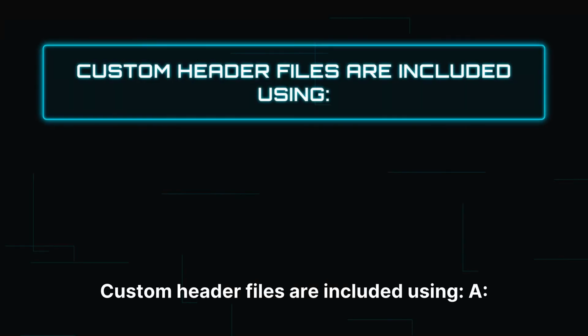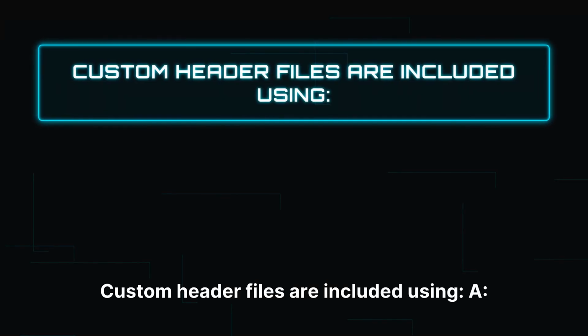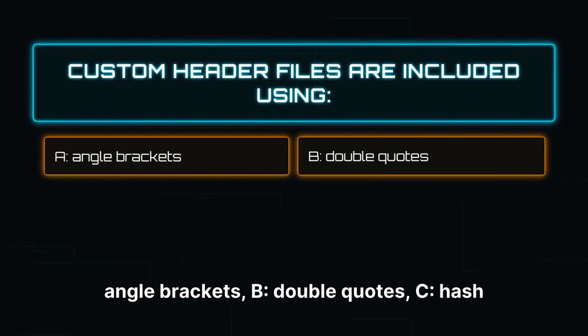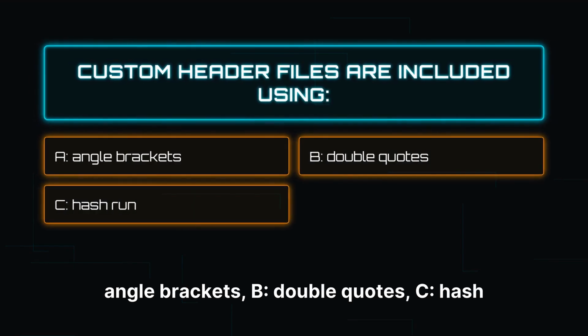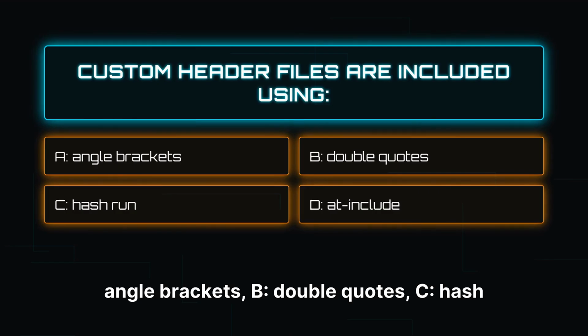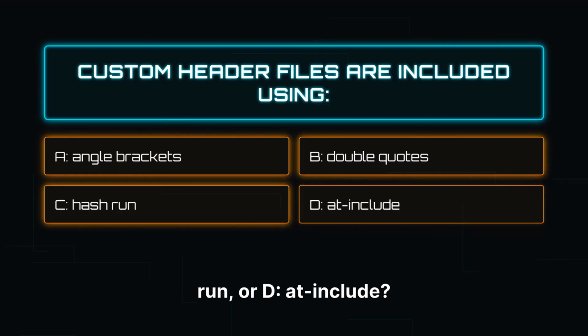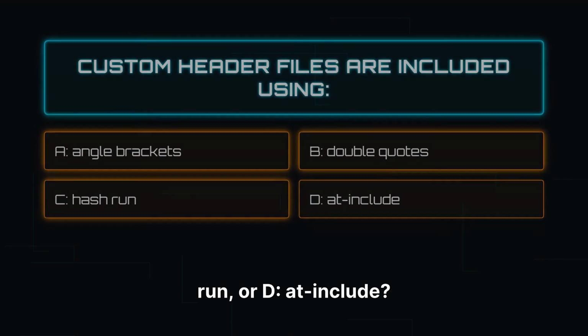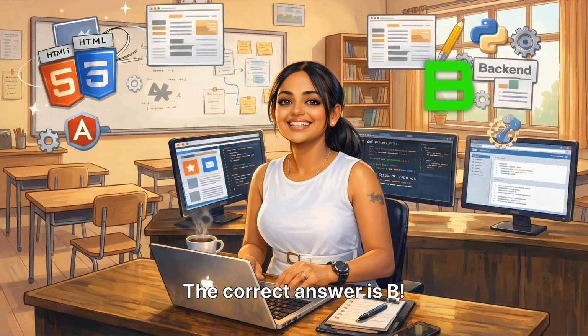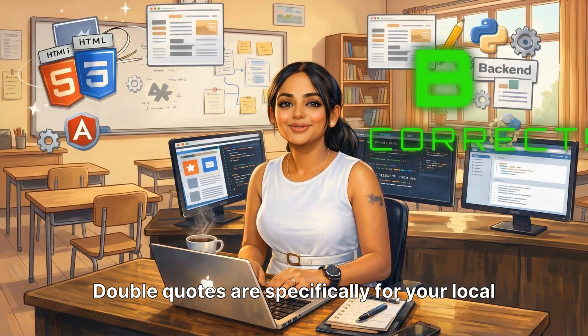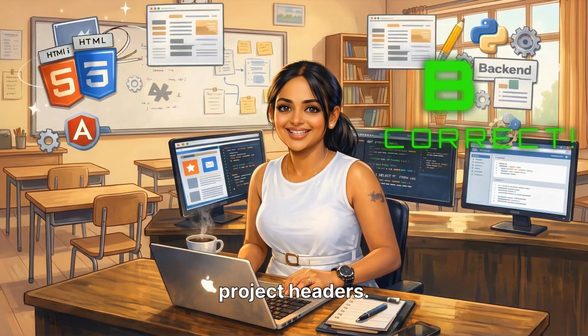Quiz time! Custom header files are included using A. Angle brackets, B. Double quotes, C. #run, or D. @include. The correct answer is B. Double quotes are specifically for your local project headers.